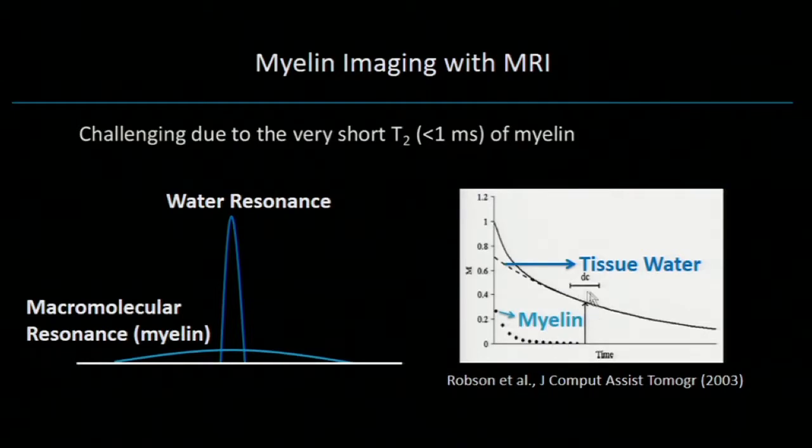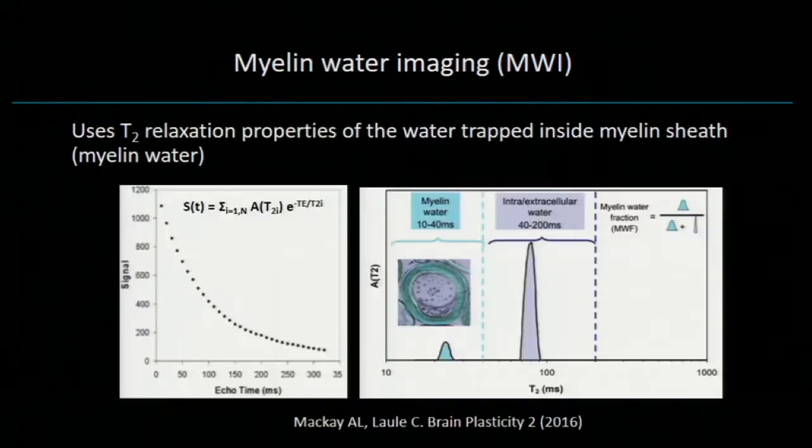So by the time we collect the data with conventional MRI, we only get the signal from the tissue water, whereas the myelin signal completely decays. Therefore, alternative methods have been proposed throughout the years for myelin imaging.